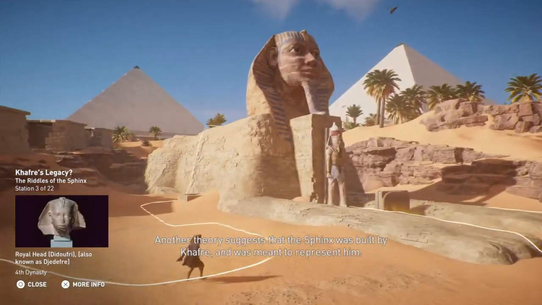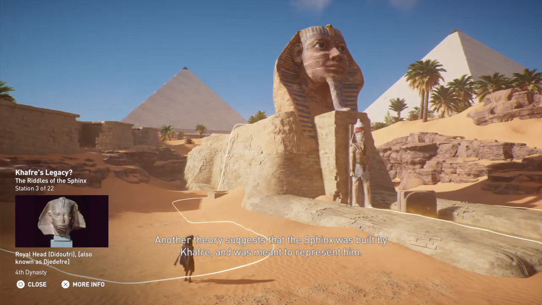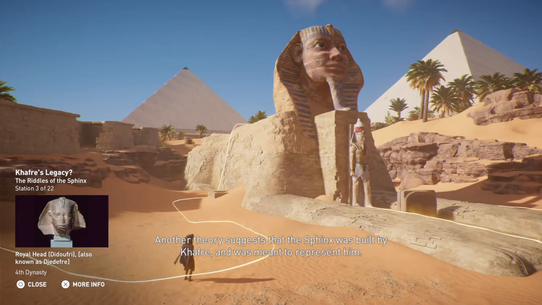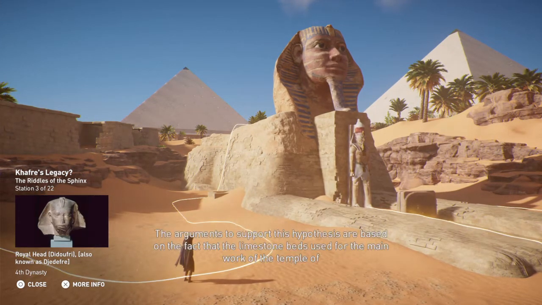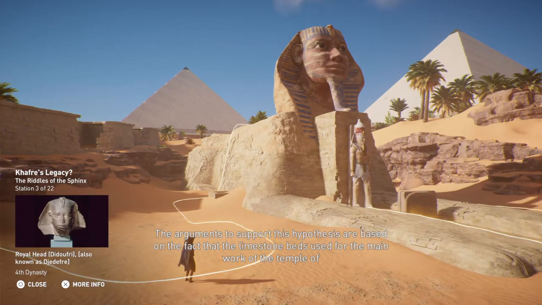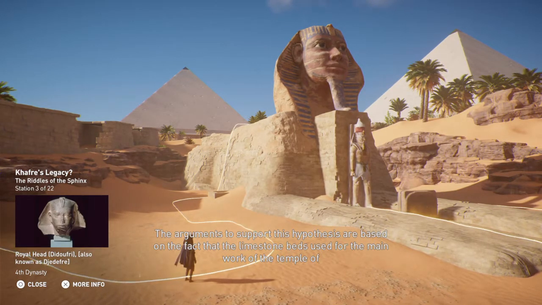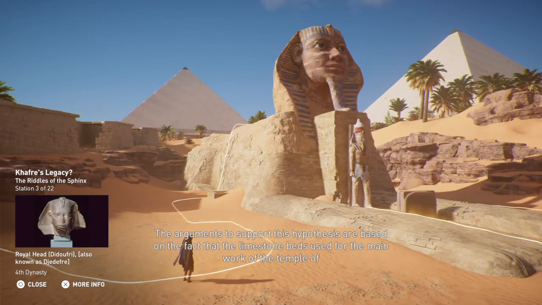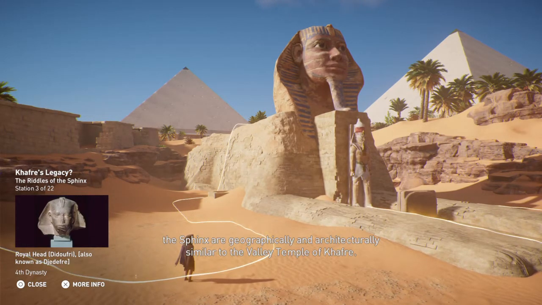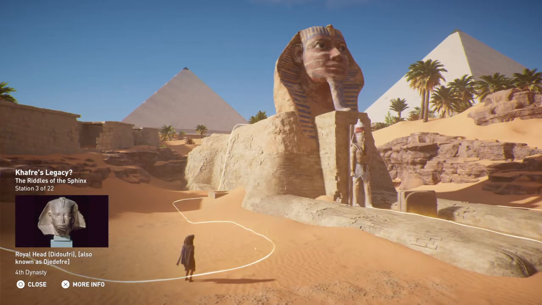Another theory suggests that the Sphinx was built by Khafre and was meant to represent him. The arguments to support this hypothesis are based on the fact that the limestone beds used for the main work of the Temple of the Sphinx are geographically and architecturally similar to the Valley Temple of Khafre.